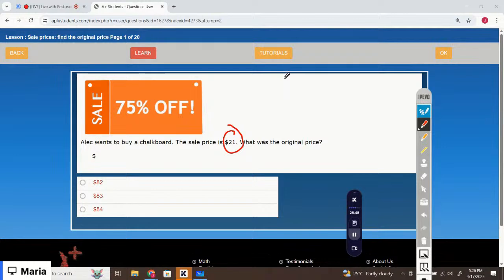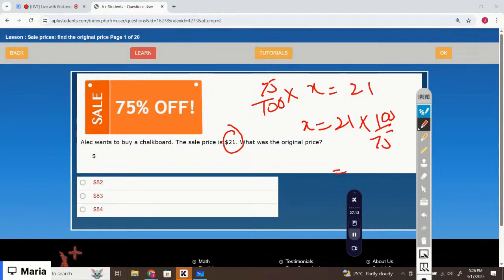If you do 75 over 100 times the missing number, the answer is 21. Let's just calculate x, right? That is x equals 21 times 100 over 75. So 2100 divided by 75, that is $28. So that means the original price is $28.